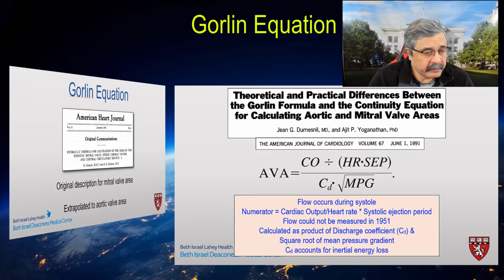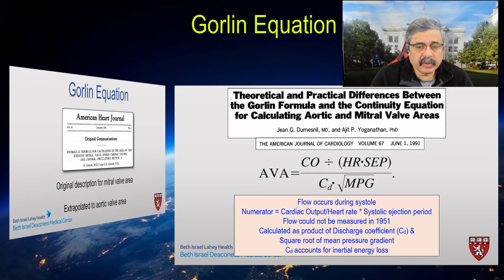Now, in 1951, it was not possible to describe the flow or measure it accurately. So the total cardiac output divided by heart rate times the systolic ejection period was believed to estimate the stroke volume at a given moment in time. And the mean pressure gradient across the valve was estimated to be the flow across the valve.